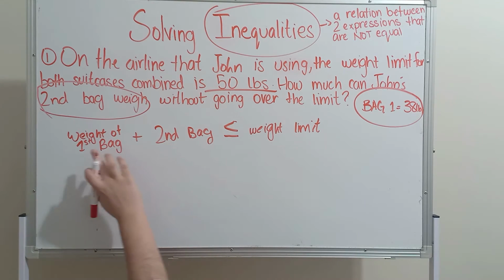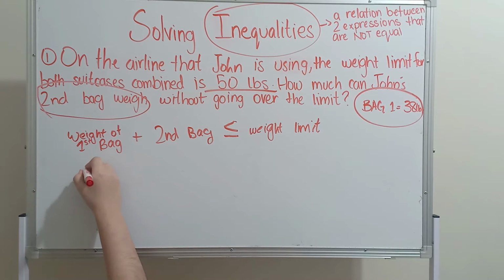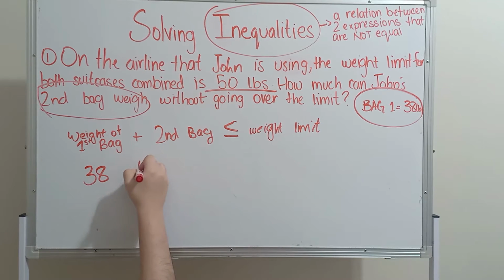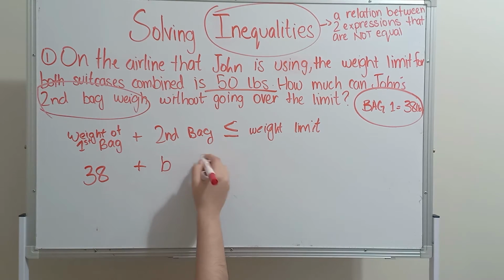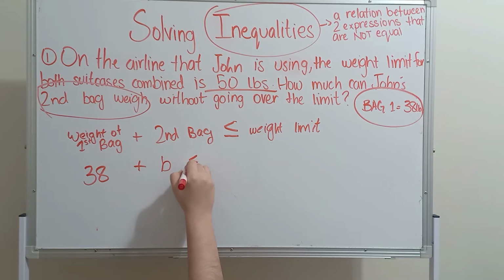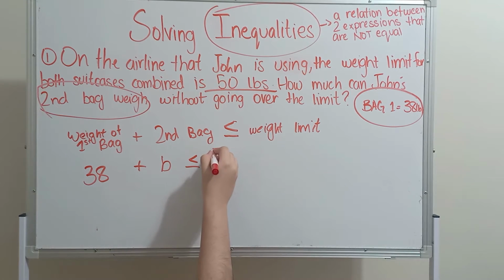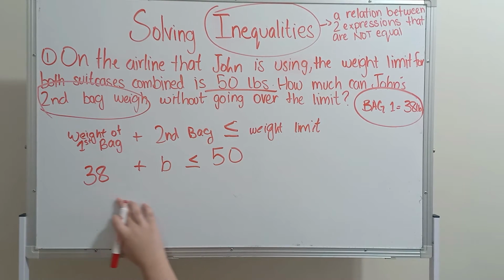The weight of the first bag we know is 38 pounds. So 38 plus, however we don't know the weight of the second bag, so we can use a variable to represent it, such as b. And we bring the sign down. We know the weight limit is 50. So this is going to be our inequality. Now we can solve it to find the value of b to make sure that the combined weight of both bags is less than or equal to 50 pounds.